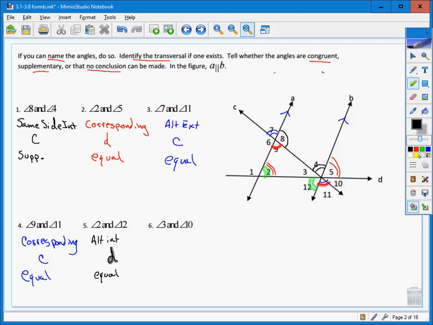3 and 10. Angle 3 and angle 10 have nothing to do with this other line. They're actually both formed by these two intersecting lines. They are across from each other. They are vertical. They would be equal, but they would not have a transversal.